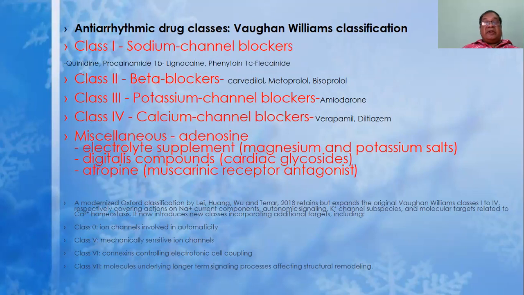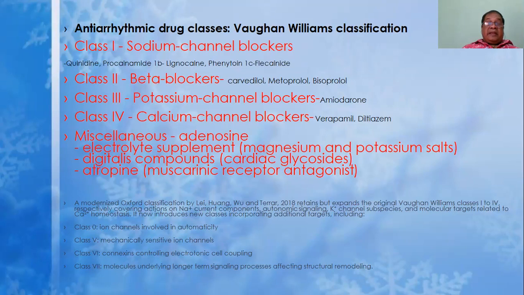Class 2 is the beta blockers. It includes carvedilol, metoprolol, bisoprolol, etc. Class 3 is the potassium channel blocker. Amiodarone is the good example of this type of drug. Class 4 is the calcium channel blocker. Here verapamil, diltiazem are used. There is a miscellaneous group that includes adenosine, electrolyte supplements like magnesium and potassium, digitalis compounds like cardiac glycosides, and atropine, which is a muscarinic receptor antagonist, which may also act as antiarrhythmic.